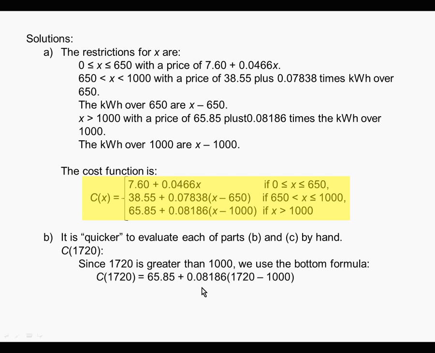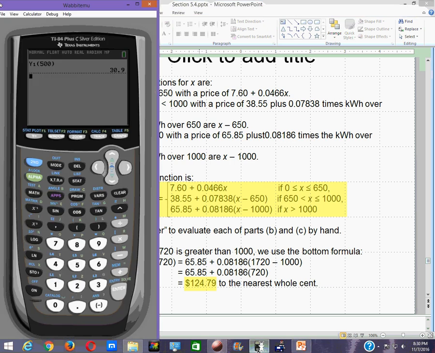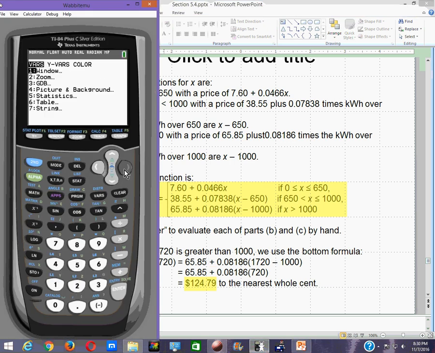So I'm going to use the bottom formula. 65.85 plus 0.0816 times 1720 minus 1,000. You have 65.85 plus 0.08186 times 720. Okay, to the nearest whole cent, $124.79. Since I have my calculator, let me see if I entered it in right. So vars, y vars, function.